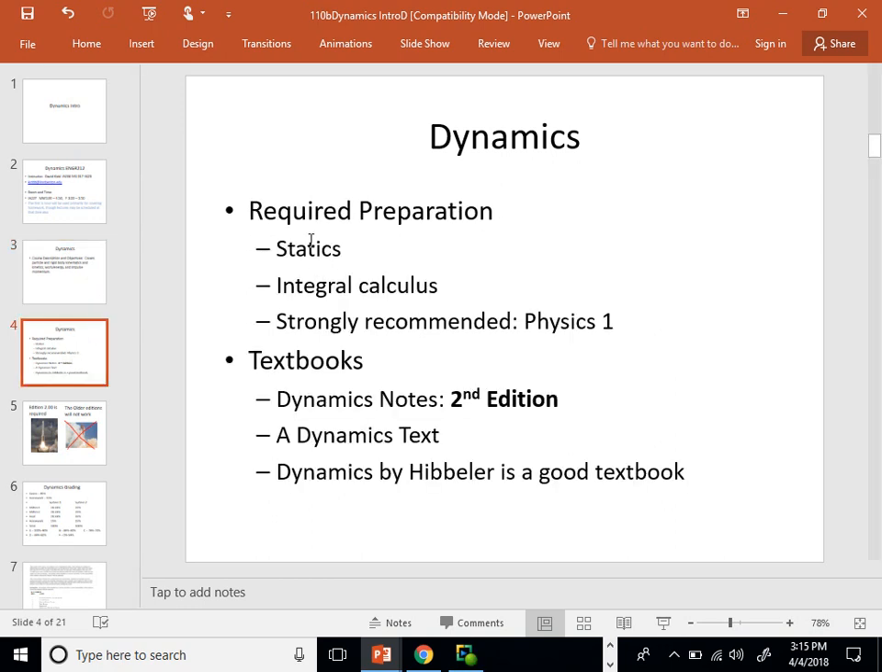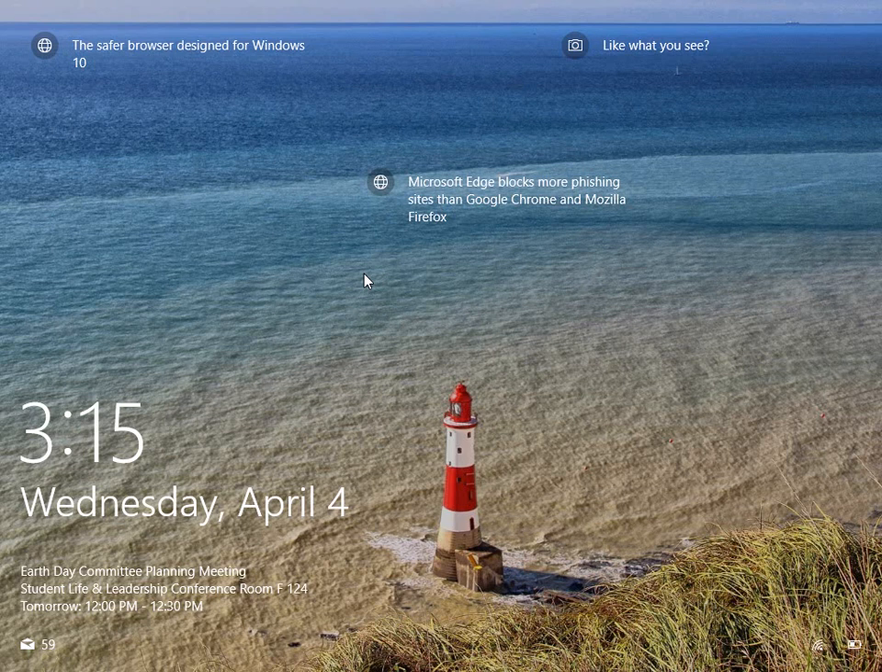Now, to be in here, you should have had statics, because we use the forces and such that are used in statics. And that's basically the requirement. Plus also we do a fair amount of integration in here, so you want to have had calculus 2. And then it's good if you've had physics. You don't have to have had it. It's not a requirement, but that can be helpful in here.